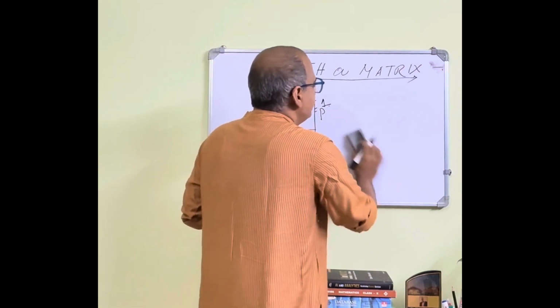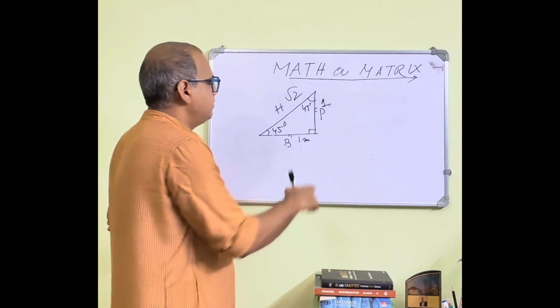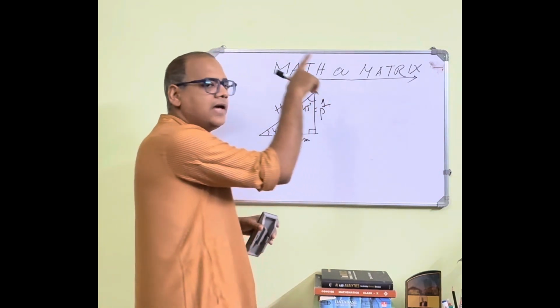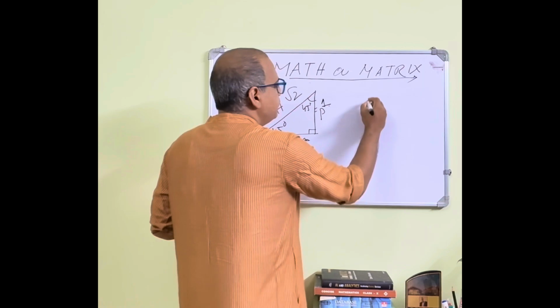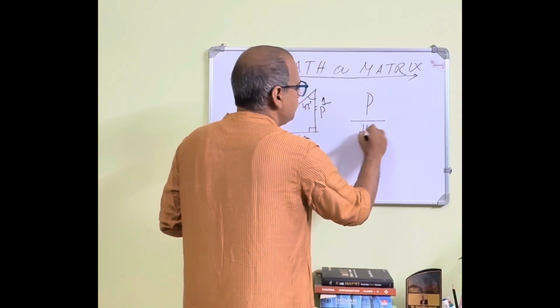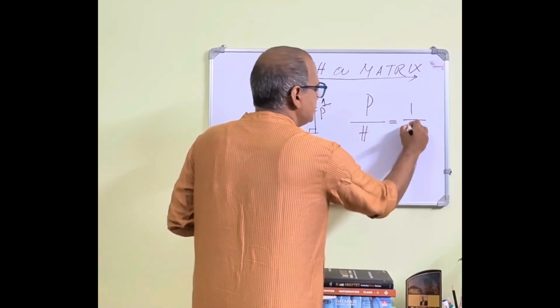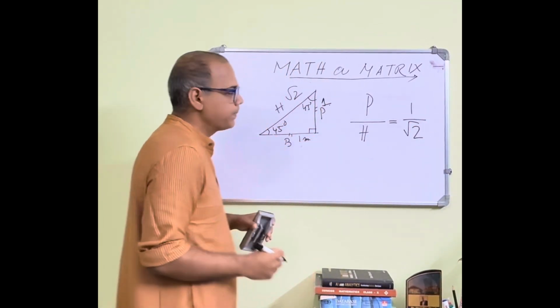Now what we'll be doing here, let's divide the perpendicular side with the hypotenuse. So what value are we getting here? It is 1 and this is square root of 2.